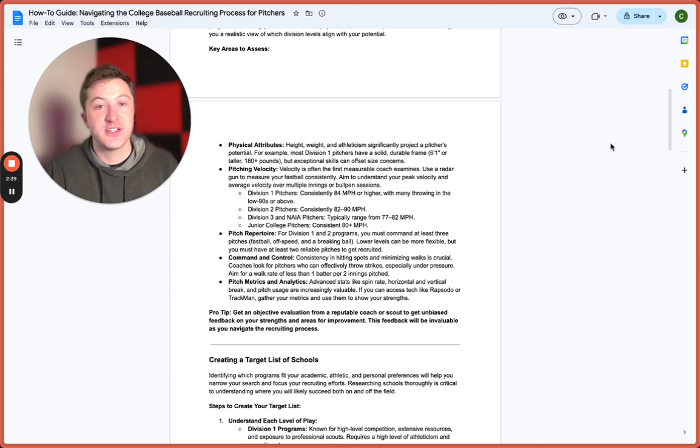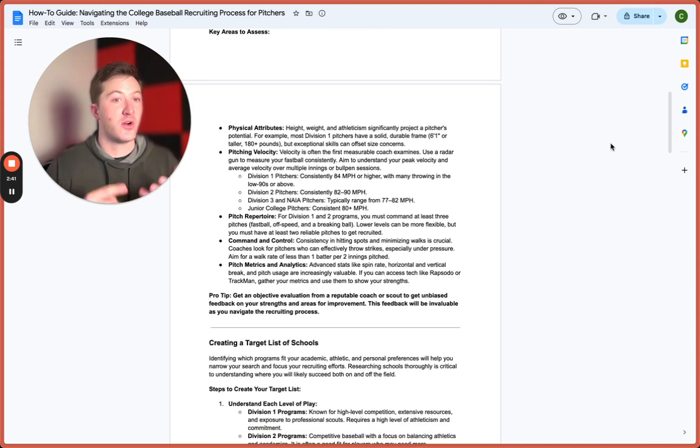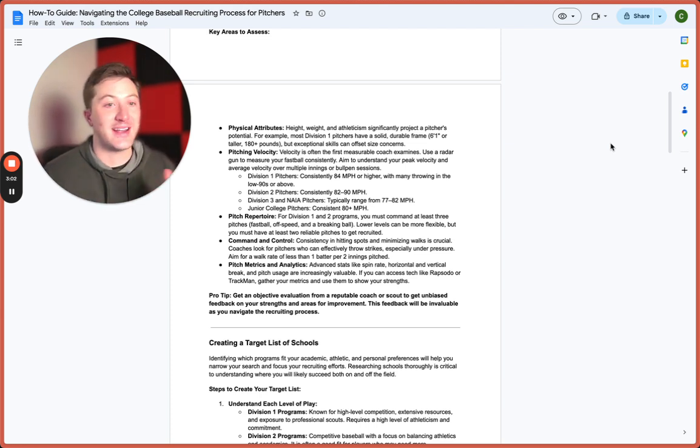You need to assess your physical attributes. Your height, your weight, your athletic ability significantly project a pitcher's potential. For example, most Division I pitchers will have a solid, durable frame, somewhere around 6'1" or taller, and at least 180 pounds. But there are exceptional skills that can offset these size concerns. Bear in mind that you need to make sure that you have these skills to ensure that height is not that big of an issue.